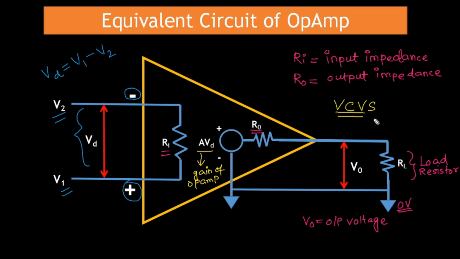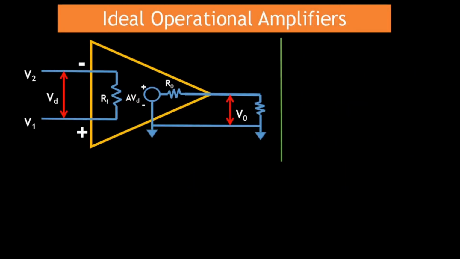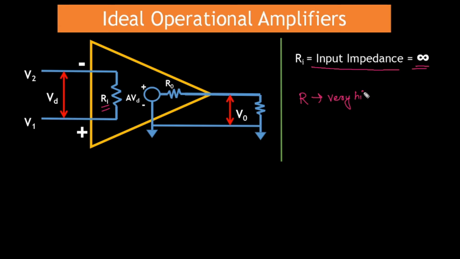Based on this, we can construct the equivalent circuit of an ideal op amp. The first characteristic of an ideal op amp is that the value of input impedance is infinity. So the value of Ri is infinity. Now we know when the value of a resistor is very high, in this case infinity, it behaves as an open circuit. Therefore Ri here will behave as an open circuit. So imagine there is no connection between these two input terminals.